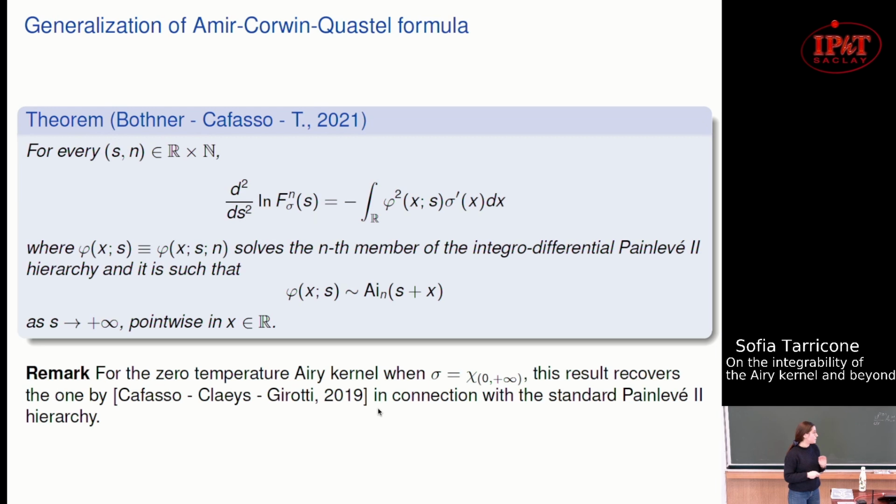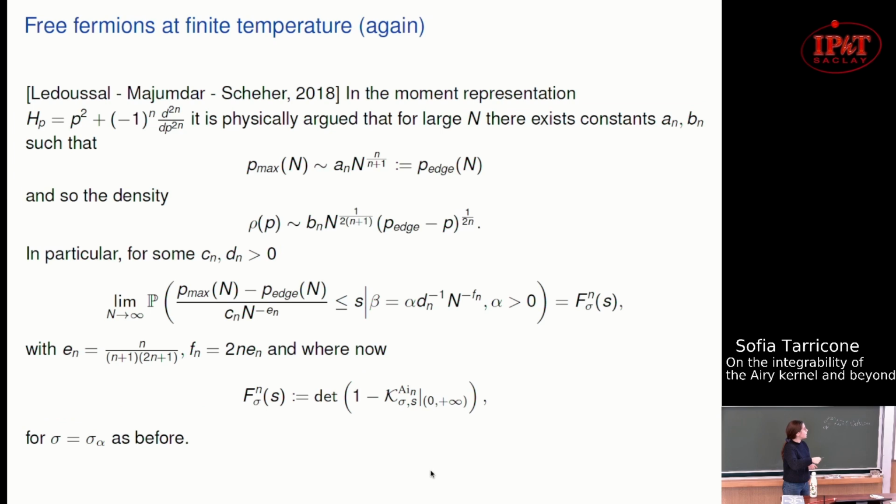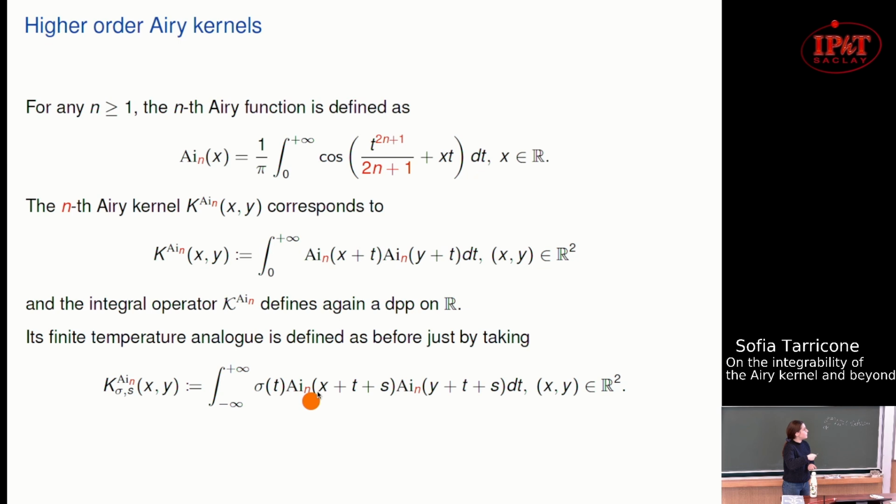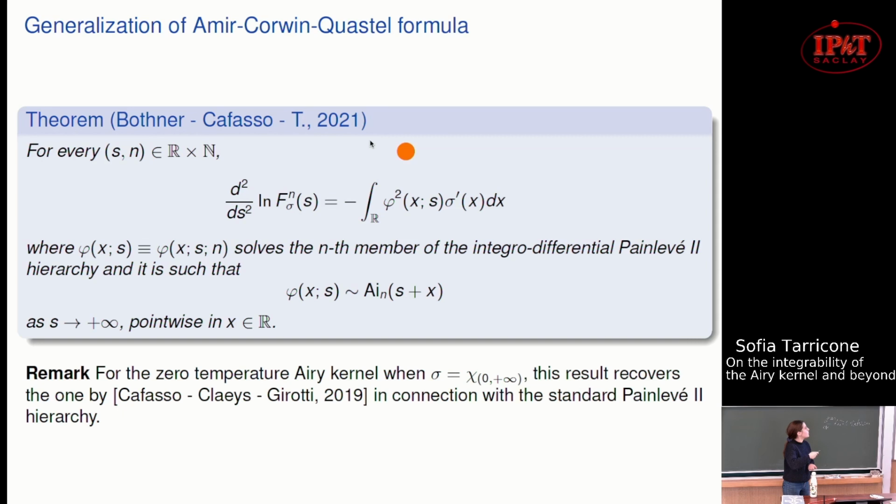And indeed, this result for sigma being the characteristic function, so the zero temperature case, when you study higher order Airy kernels, in this setting here you put sigma the characteristic function, but you keep the dependence on n. Well, this result that we have recalls exactly the result that was proved by Cafasso, Claeys and Girotti in 2019 for the zero temperature higher order Airy kernels. And this was connected to the standard Painlevé II hierarchy. This Painlevé II hierarchy is an infinite sequence of nonlinear ODEs. The first one is the Painlevé II equation.